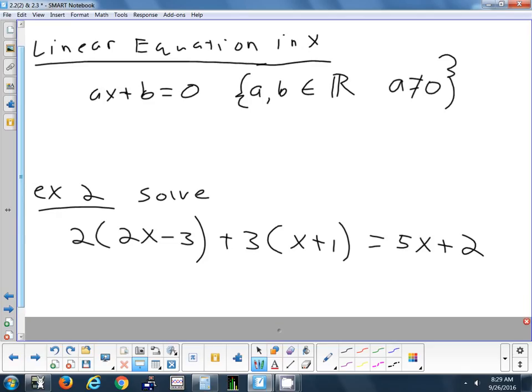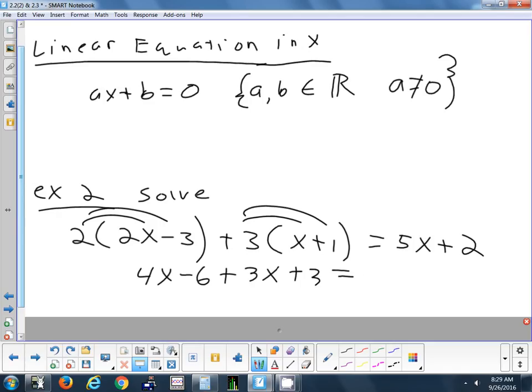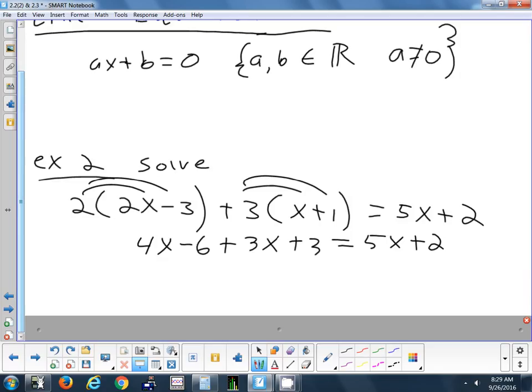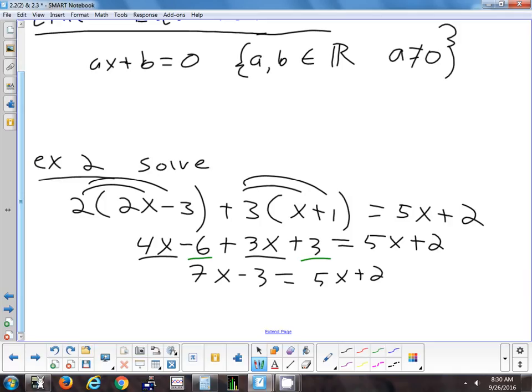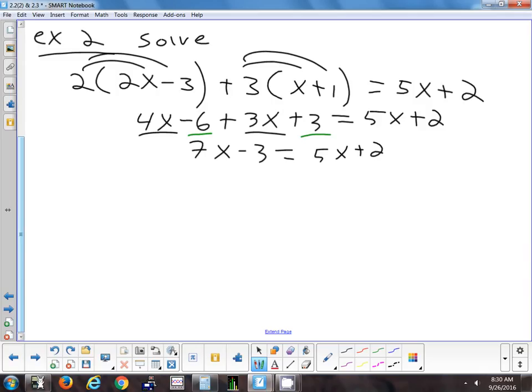Okay, Grayson, can you tell me the first thing I have to do, or maybe a couple times I have to do it on the left-hand side? Distribute. Yep. Can you tell me what I get when I do all of that? Good. It's 5x plus 2. Okay, and Alyssa, what would my next step be? You can combine like terms. Yep, I'm going to combine like terms. And what will that give me on the left? 7x minus 3. And on the right, you still have the same thing, 5x plus 2. Okay, Pacey, my next step? Okay, I'm going to add 3.